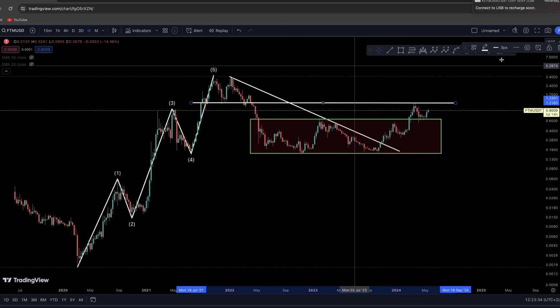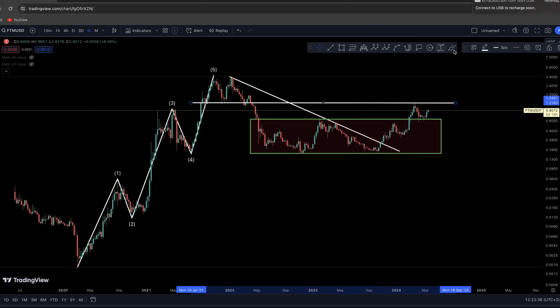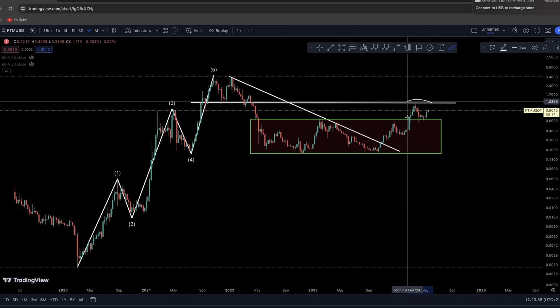At the moment, I think we're caught between a rock and a hard place, and Fantom is trying to make its mind up what it wants to do here.